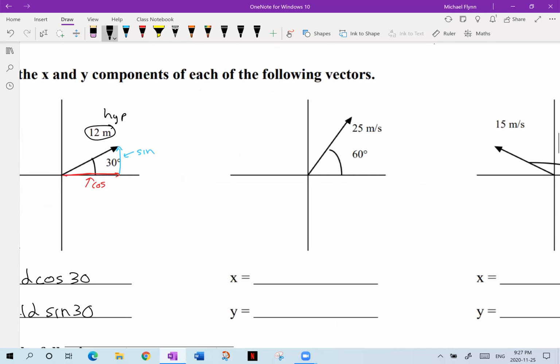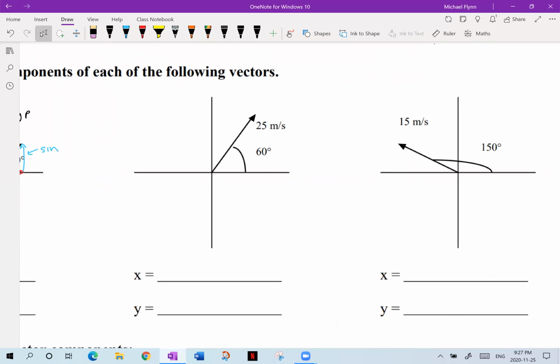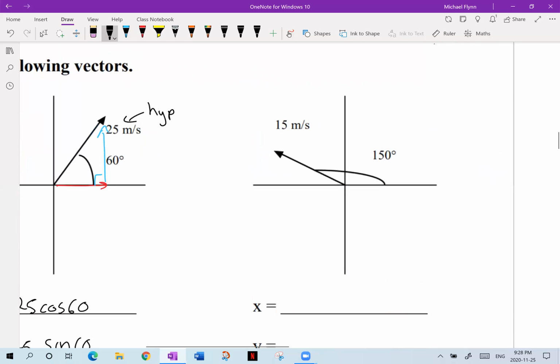The next one, the hypotenuse is 25. My x component is going to go here. I always get a right angle triangle, right? So my y component is going to go like that. There's my right angle between the two components. And then the angle is 60 degrees. So again, the x component in this case will go with cos. So it's going to be the hypotenuse, 25, times the cos of 60, and 25 times the sine of 60. Makes sense, right?